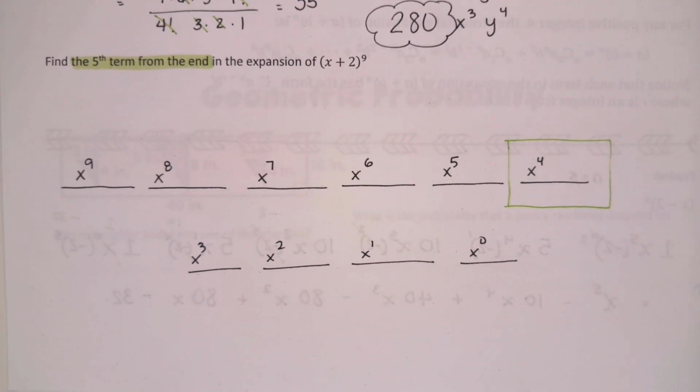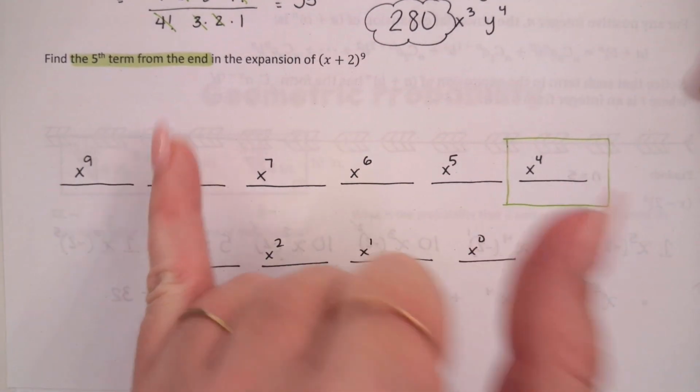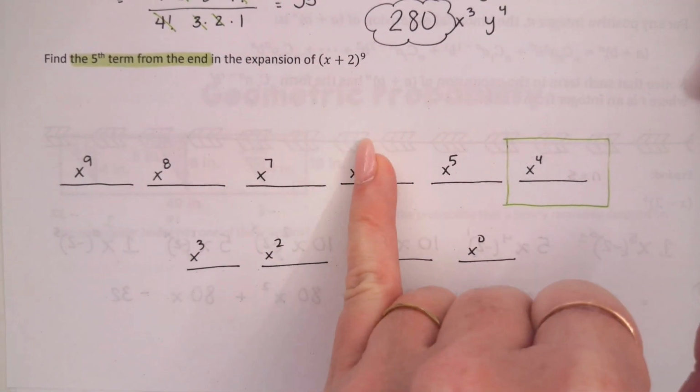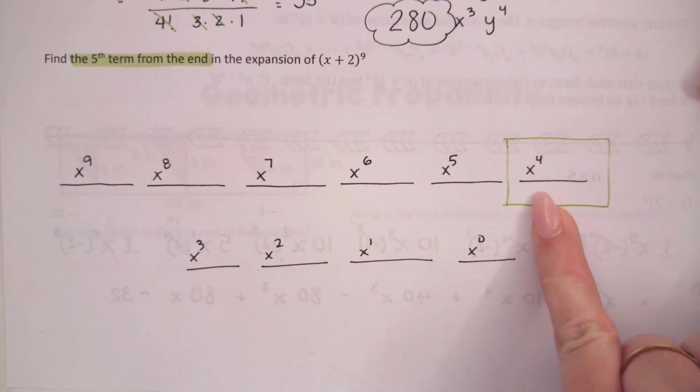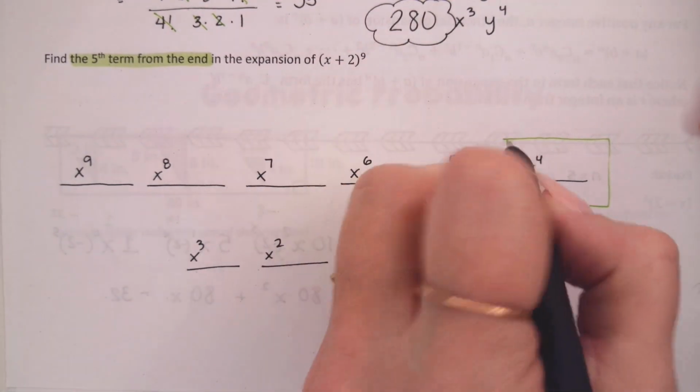Okay, so we also need to think about, for my combinations, what's it going to start with? 9 choose 0, 9 choose 1, 9 choose 2, 9 choose 3, 9 choose 4, and then this one would be 9 choose 5, right.